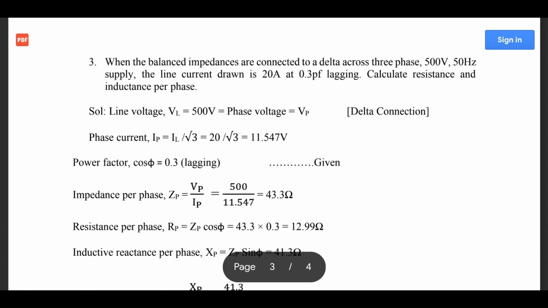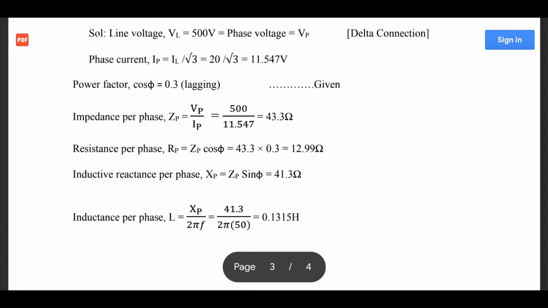Okay, impedance per phase Zp is equal to Vp upon Ip. Voltage is known to us, Ip we have just calculated, so on dividing we will get the impedance per phase as 43.3 ohms. Now using the power triangle, Rp is equal to Zp cos phi. So Zp is 43.3, and when it is multiplied by 0.3 we get the resistance per phase as 12.99 ohms.